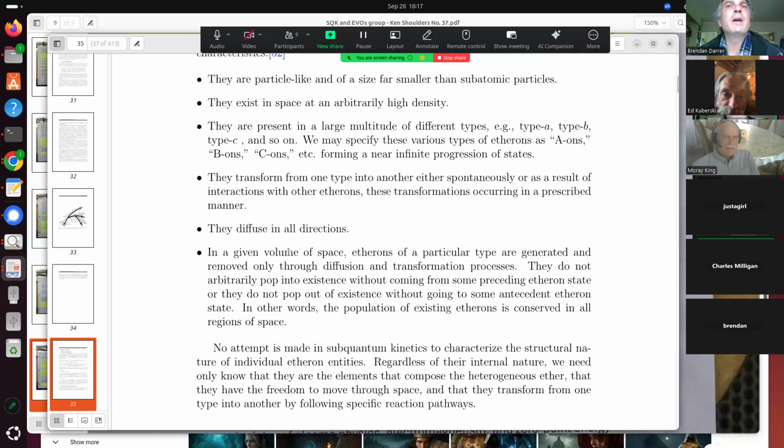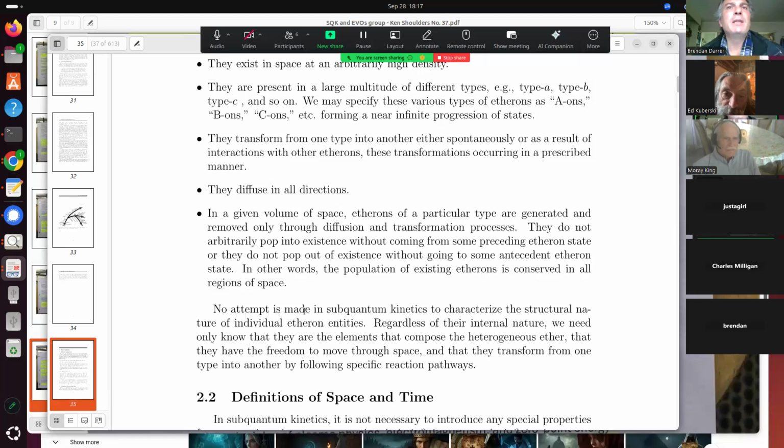In a given volume of space, etherons of a particular type are generated and removed only through diffusion and transformation processes. They do not arbitrarily pop into existence without coming from some preceding etheron state, and they do not pop out of existence without going to some antecedent etheron state. In other words, a population of existing etherons is conserved in all regions of space.